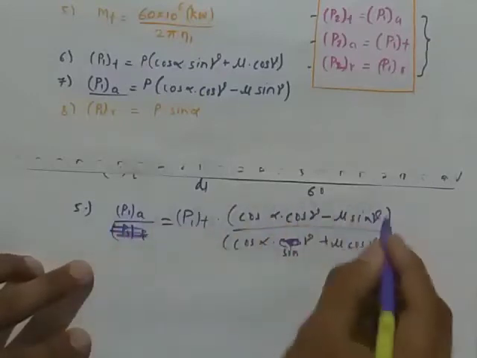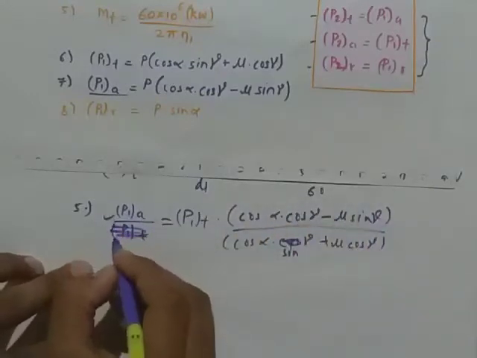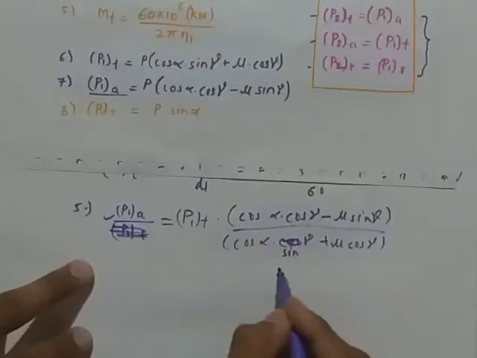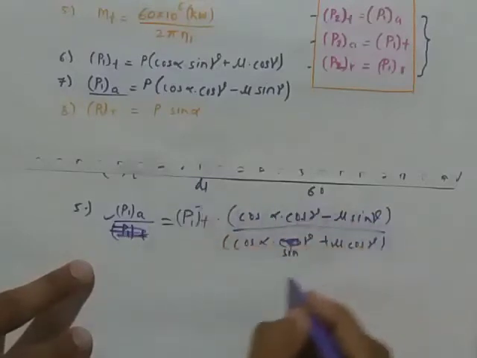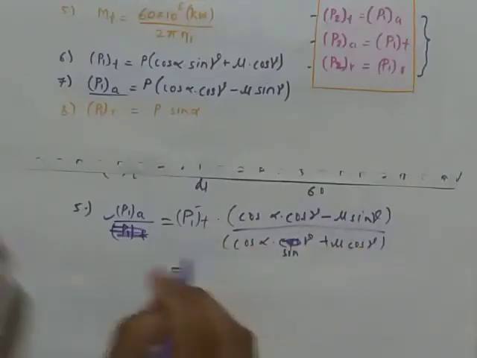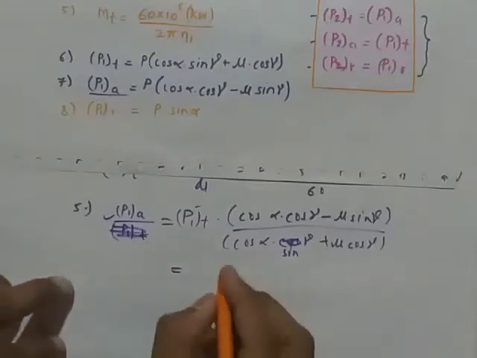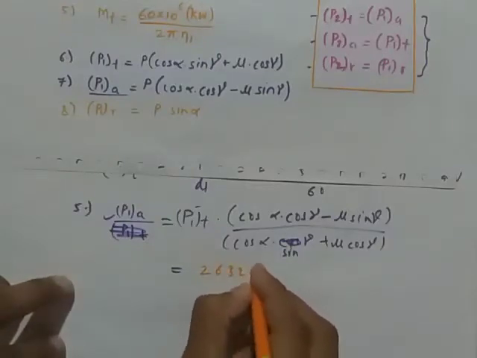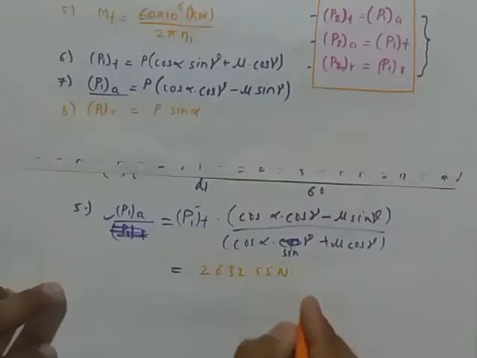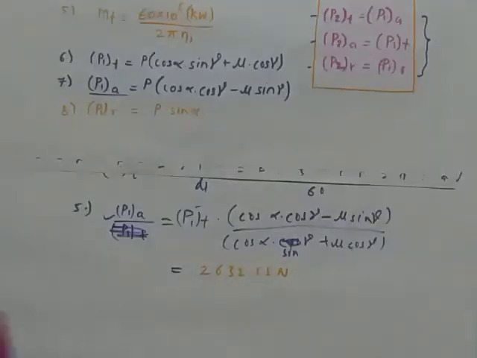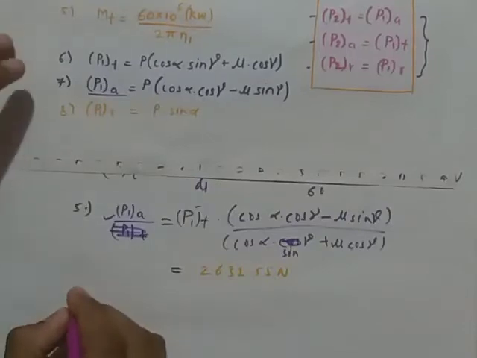So from this equation I think we can find out P1A. Just substitute all the values; we have all the values over here. So what will be P1A? I will directly write the value. It will be equal to 2632.55 Newton.